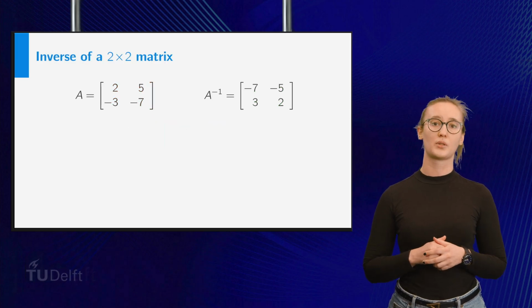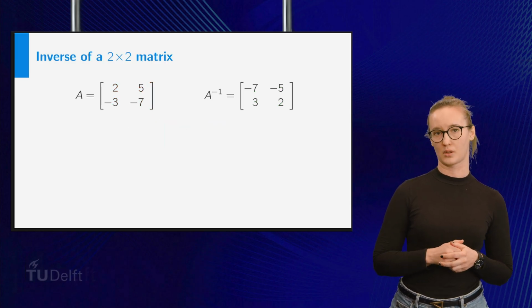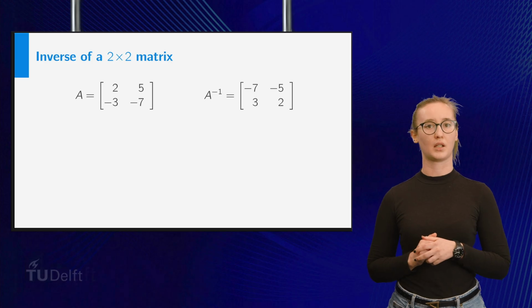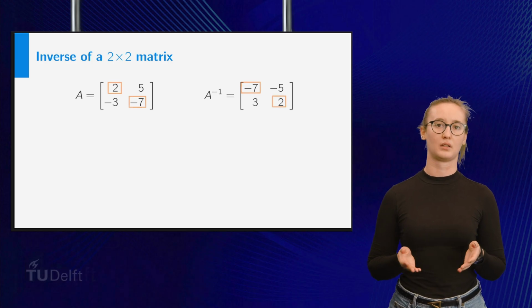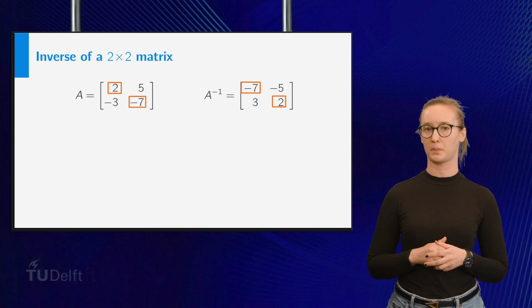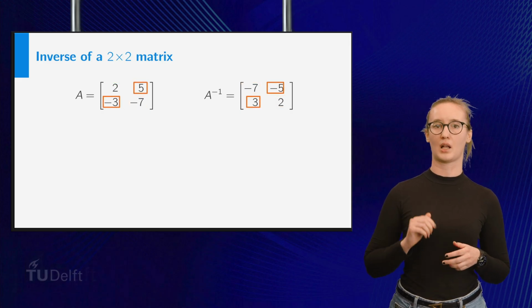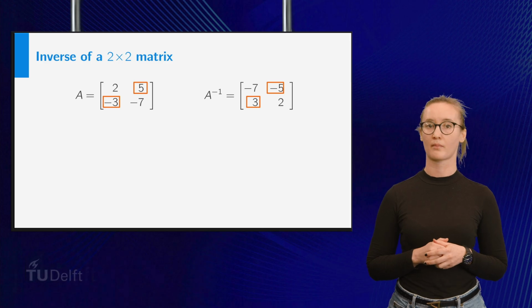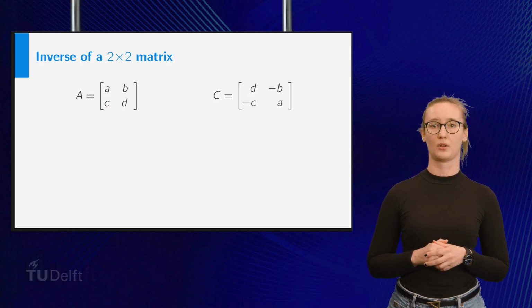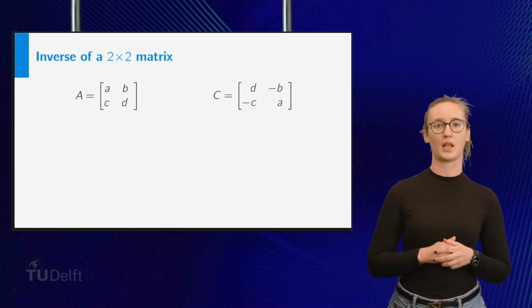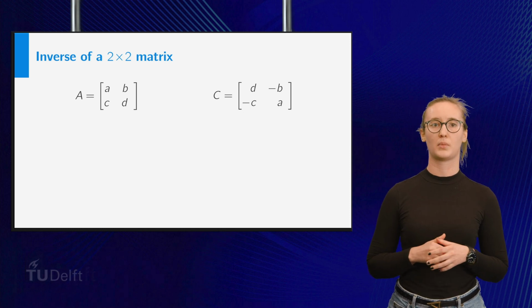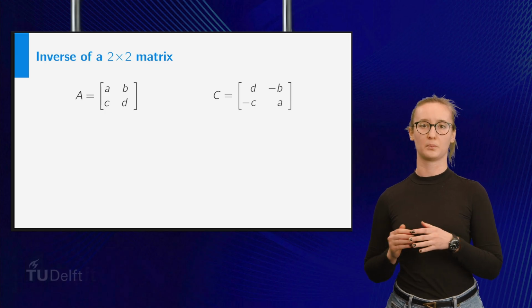Now, take a closer look at A and its inverse. You can see that the inverse contains almost the same numbers as A. On the diagonal, the 2 and the minus 7 have switched places, while all the other numbers are multiplied by minus 1. Is that a coincidence? Let's try to apply the principle of this guess to general 2 by 2 matrices, with A given by a, b, c, d, and C by d, minus b, minus c, a.